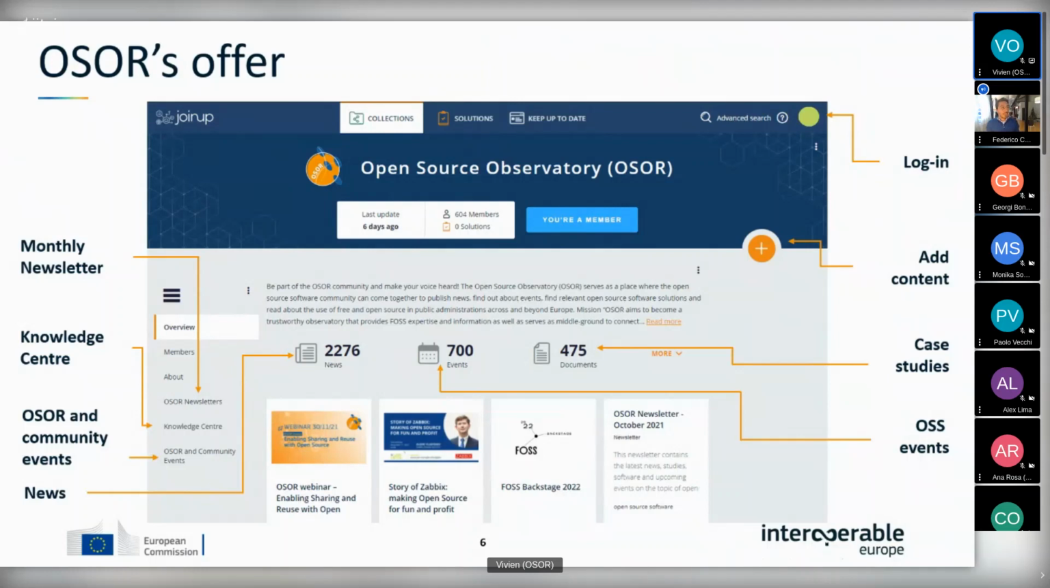Here you can also find a dedicated page where we store all the information related to events. So if you missed any of the OSOR events, you can go to the OSOR and community events page, as you can see on the left side, and there you can find a summary and recording when available. And finally, we also publish a monthly newsletter where we summarize the main publications for the month: news items, events, other kinds of publications such as case studies or studies, and also a section on solutions of the month, where we promote open source solutions created or deployed by public administrations.